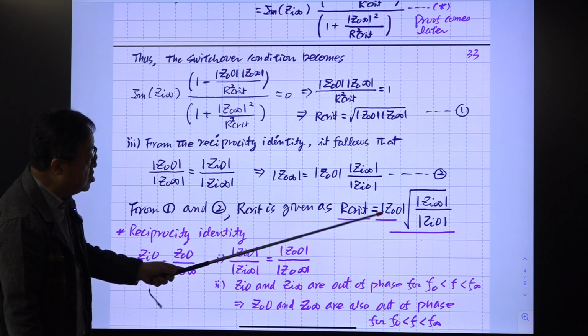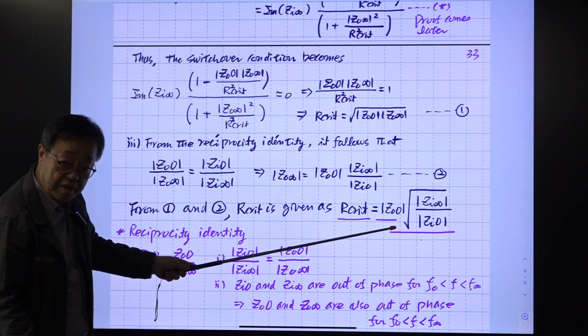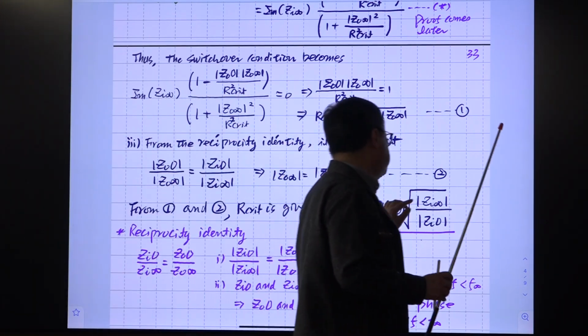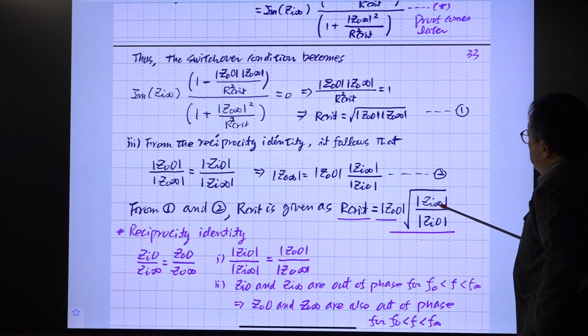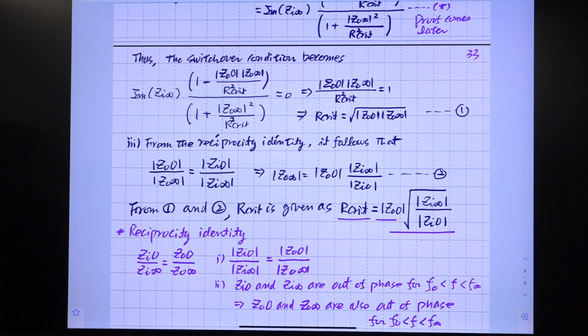This is the output impedance evaluated with the input port shorted. This is the magnitude of the input impedance evaluated with the output open or shorted. The most important thing is that all of these should be evaluated at the switching frequency.